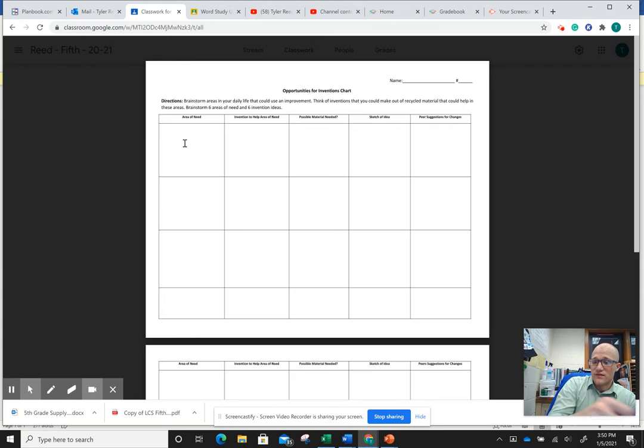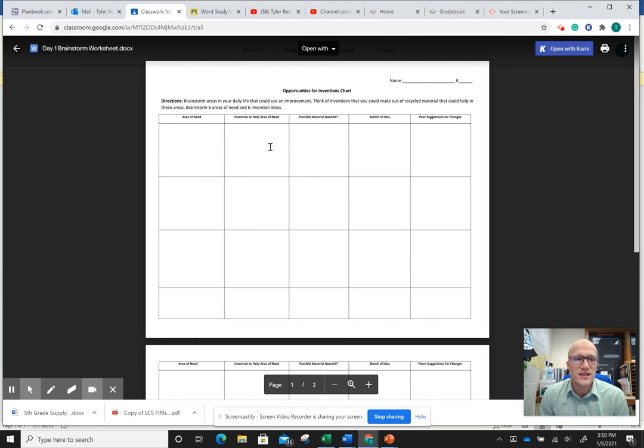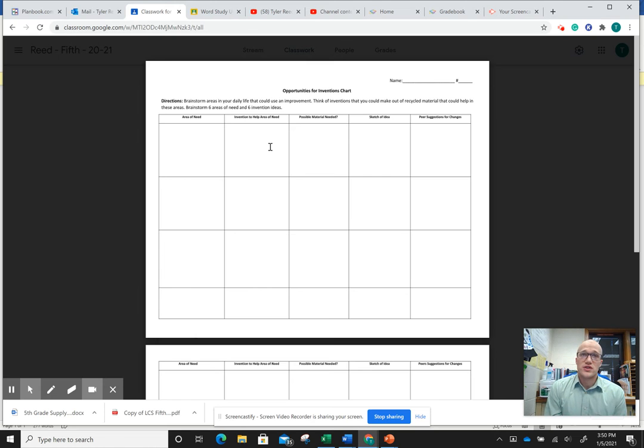For example, if your area of need is, say, you're really sick of food falling off your plate when you eat. All right. I've had a student do this in the past. So you would write down under area of need, food falling off plate. Then you need an invention idea to actually fix that area of need. So the invention idea could be, okay, I am going to construct an apparatus or some kind of container that goes around my plate, and I am going to be able to fit that on any plate so it catches all the food.